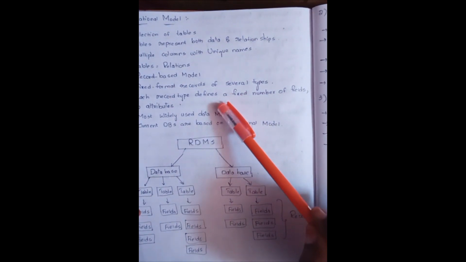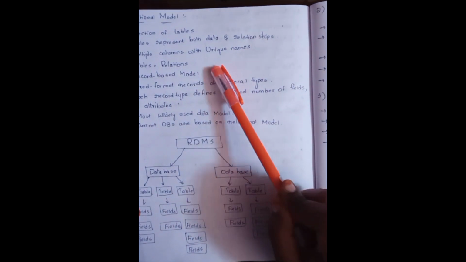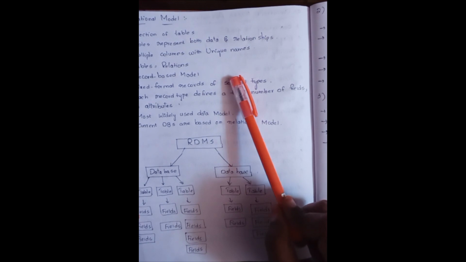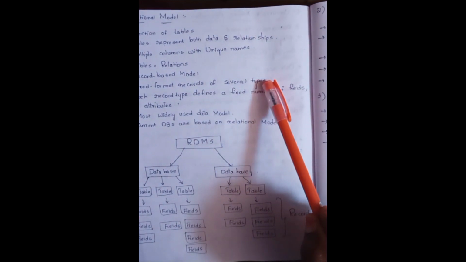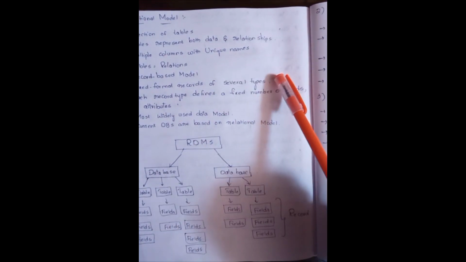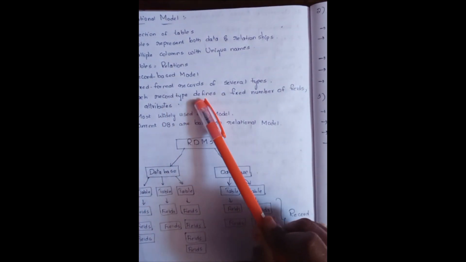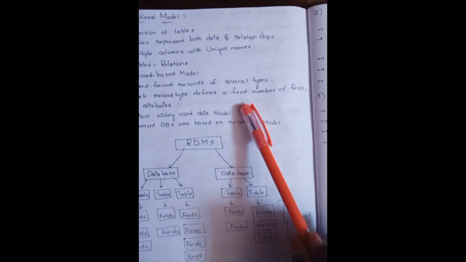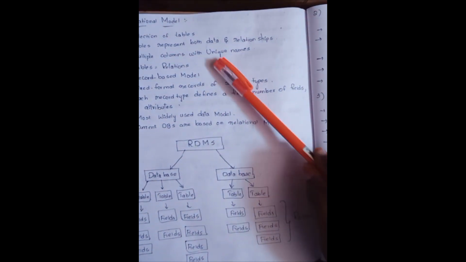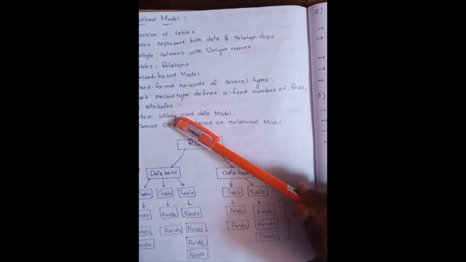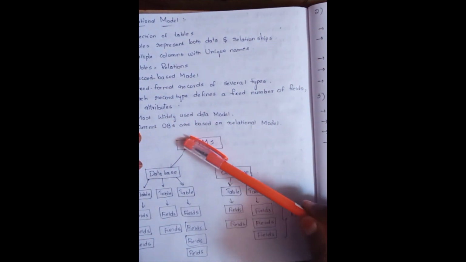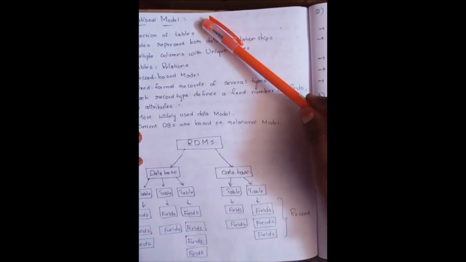And this relational model is also referred to as a record based model. And what is a record? It is actually a fixed format record of several types or several data types. Each record defines a fixed number of fields or attributes. And this relational data model is the most widely used data model. Current database models are based on the relational model.